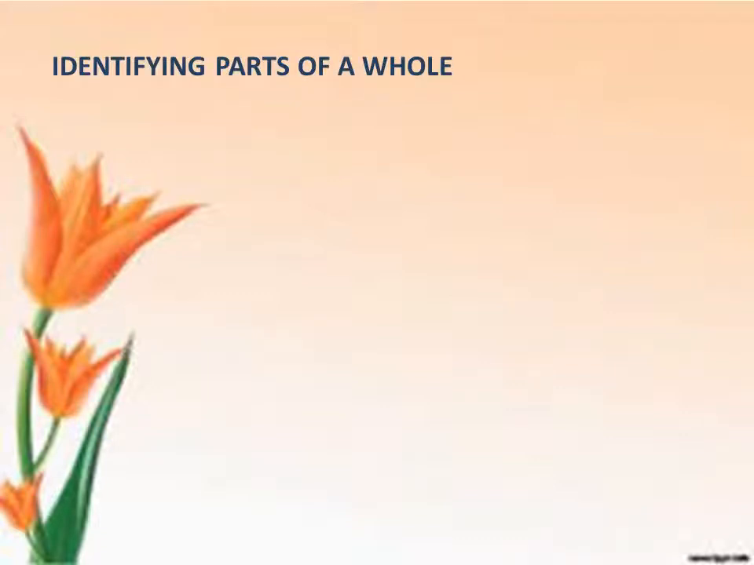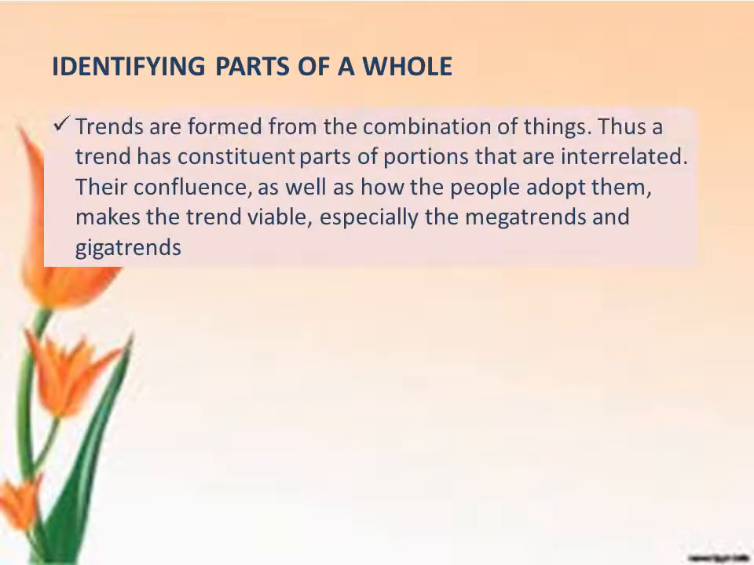Identifying parts of a whole. Trends are formed from a combination of things. Thus, a trend has constituent parts or portions that are interrelated. Their confluence, as well as how people adopt them, makes the trend viable, especially the megatrends and gigatrends.